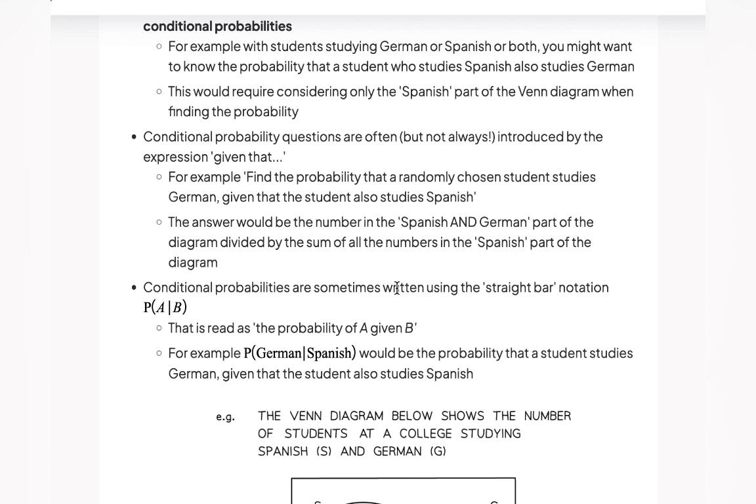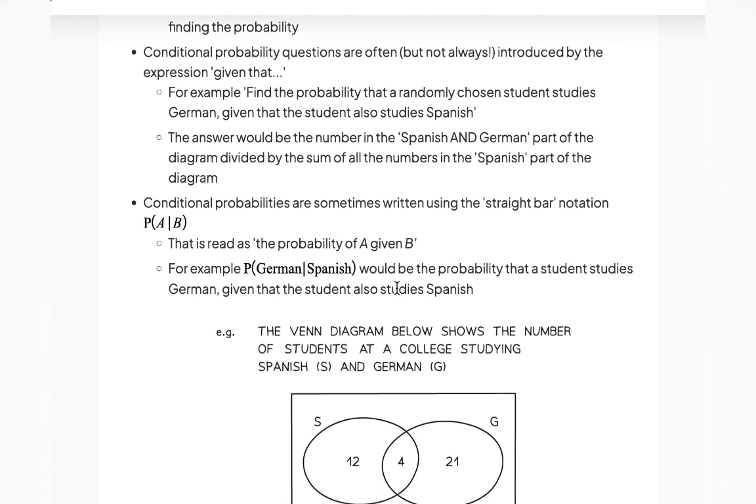The answer would be the number in both Spanish and German. What's common, the intersect, the overlap, over the total number of students studying Spanish. So that's what it's going to look like.